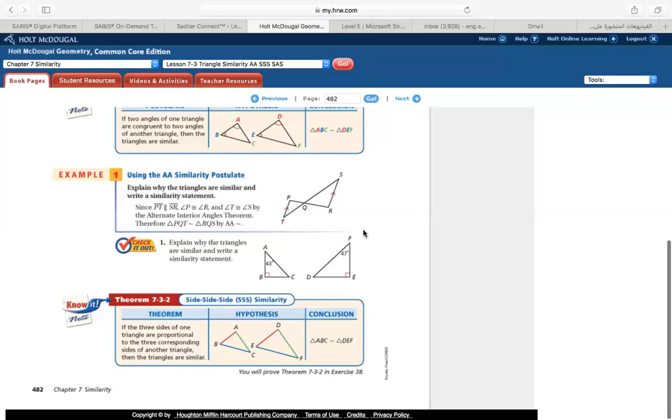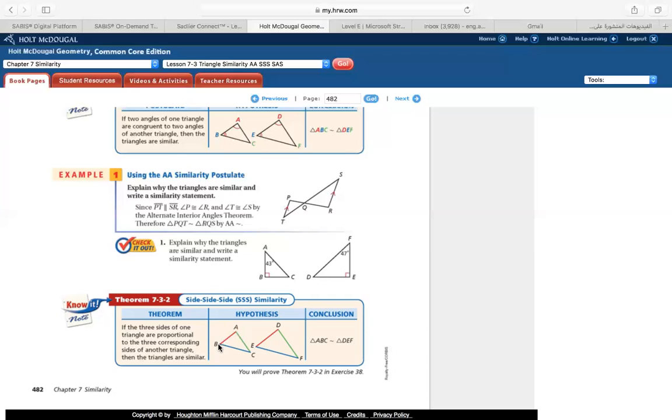Okay, girls? Let's continue. The second similarity, SSS. What is SSS? It is side similarity. If the three sides of one triangle are proportional to the three corresponding sides of another triangle, then the triangles are similar. Again, if the three sides of one triangle are proportional to the three corresponding sides of another triangle, then the triangles are similar.